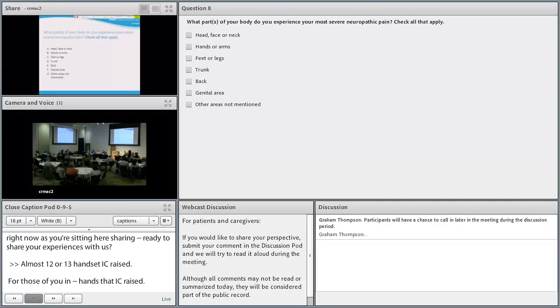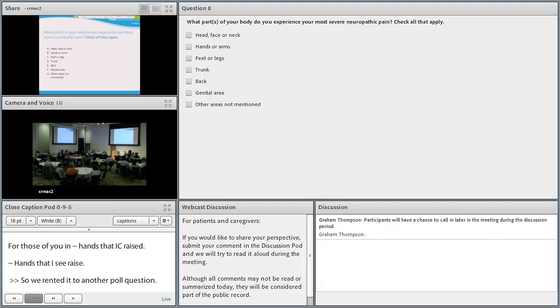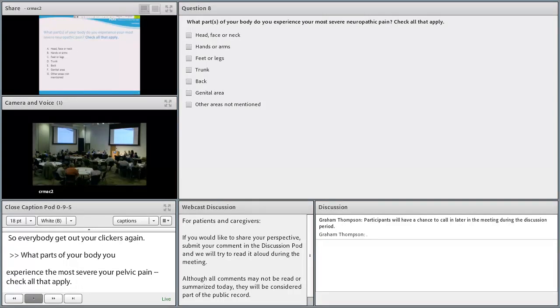Okay, what parts of your body do you experience your most severe neuropathic pain? Check all that apply. A, head, face, or neck. B, hands or arms. C, feet or legs. D, trunk. E, back. F, genital area. Or G, other areas not mentioned.